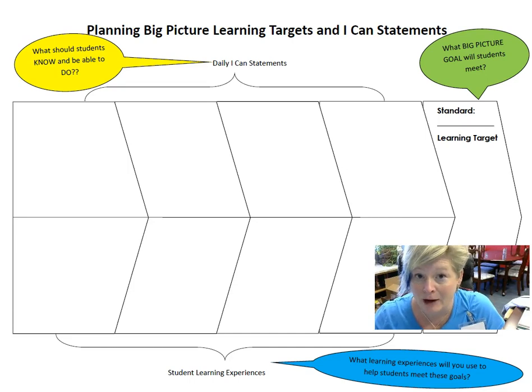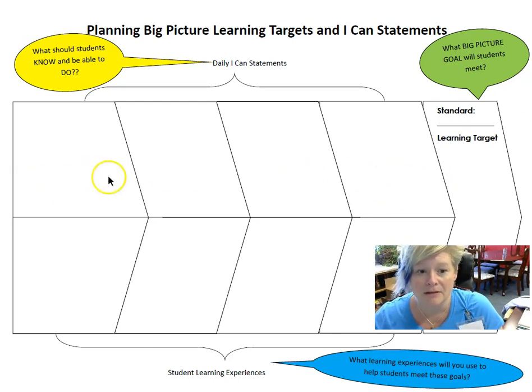Since we are talking about the backward design approach, we're actually going to start here with the standard and then that big picture learning target. What at the end of the unit do you want your students to be able to know and do? How are they going to prove that they know how to do that? What big picture goal will the students meet?